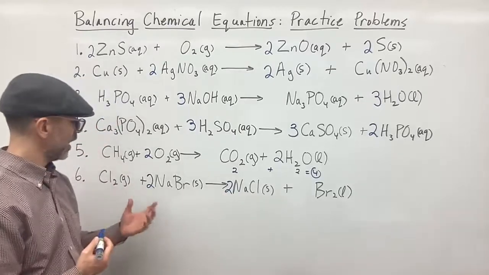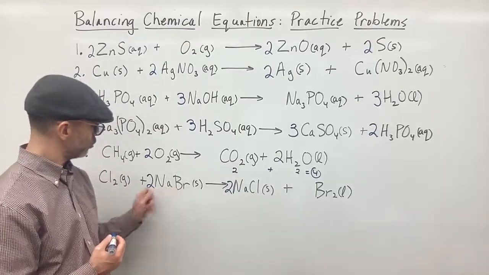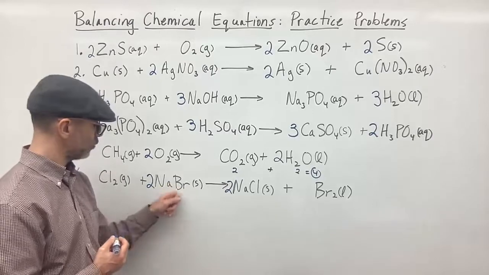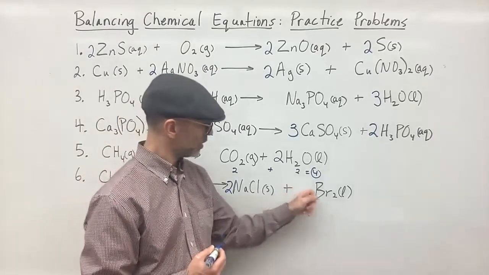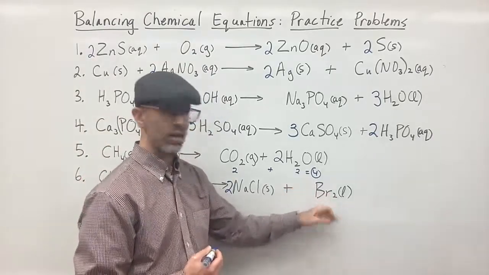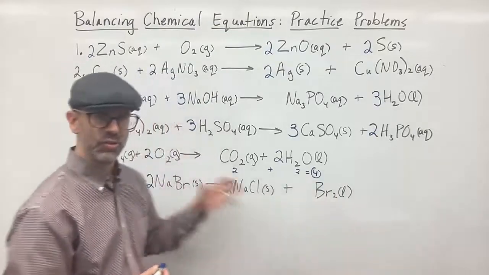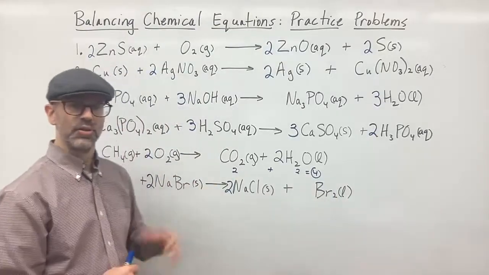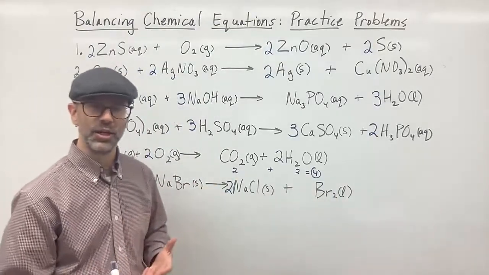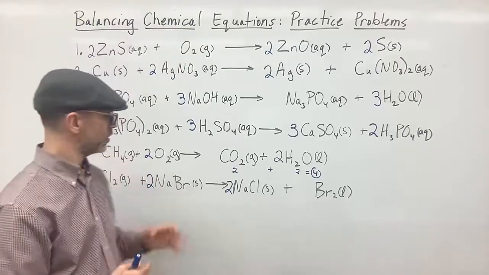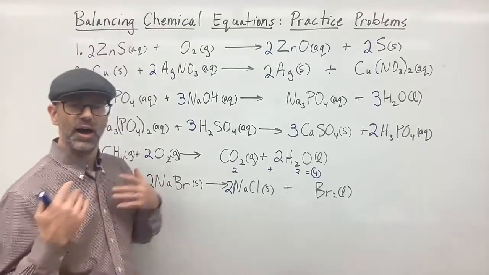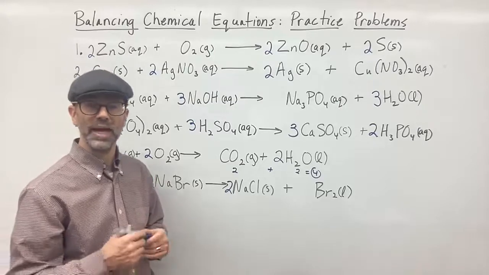And finally, I balance the bromine. So I have 2 times 1 is 2, so I have 2 bromine over here, and I have 1 times 2 is 2 over here. So the bromine is balanced, so this is my balanced equation. So that's how you go about balancing your chemical equations. And in other videos, I go over more example problems.